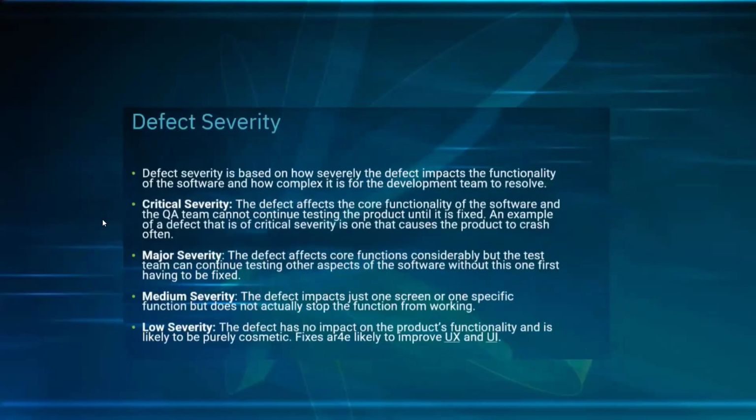So we have, which also now brings us to defect severity. So guys, let's not be confused. We have different priorities, defect priorities and defect severity. Defect severity is based on how severely the defect impacts the functionality of the software and how complex it is for the development team to resolve. That's the defect severity. And under defect severity, we then also have critical severity, major severity, medium severity, low severity as well. So let's start with the critical severity, because defect severity refers to the impact of a software defect.